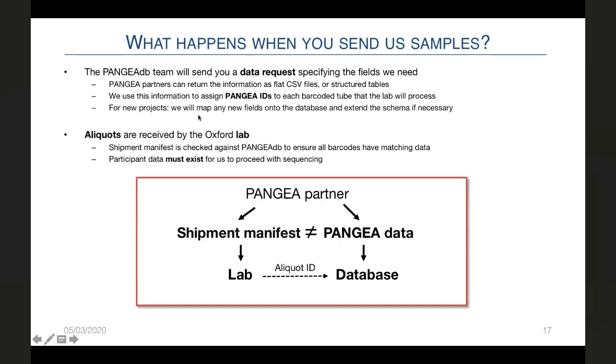So we really would like to try and keep this organized, and that's why we try and focus everything on the participant information and the time. So conceptually it looks like this. We've got the PANGEA partner sending a shipment manifest to the lab with just the identifiers of the tubes, the aliquots, and we've got the data team receiving the data about the participants and the visits and so on that relate to these aliquots. And we put everything together using the aliquot ID and the assigned PANGEA IDs.